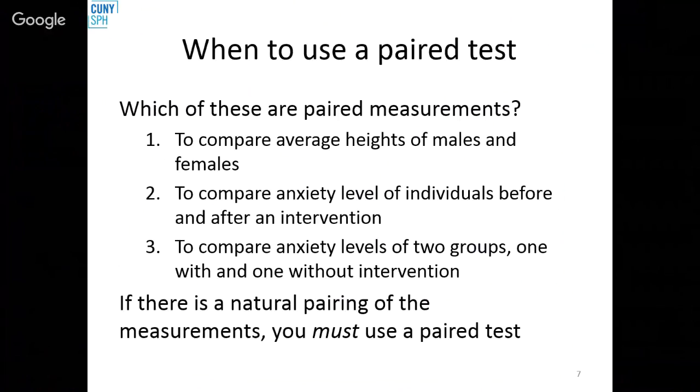So the paired test is the appropriate test. It is the one that accounts for the fact that these are measurements on the same individual. They're not independent samples.